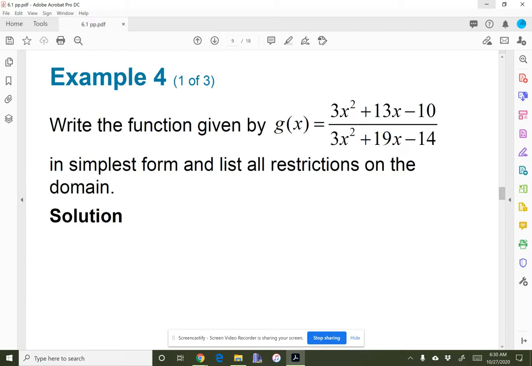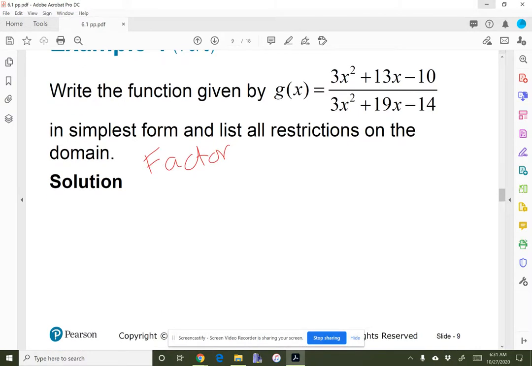Okay, it says write the function given by this in simplest form and list all the restrictions on the domain. So if I'm going to simplify, I know that I need to factor everything. I don't care how you factor, if you use box method or grouping or whatever, but we should be at the point where we know how to factor. If not, I'll refresh it really quickly. So I have to factor the top and factor the bottom.